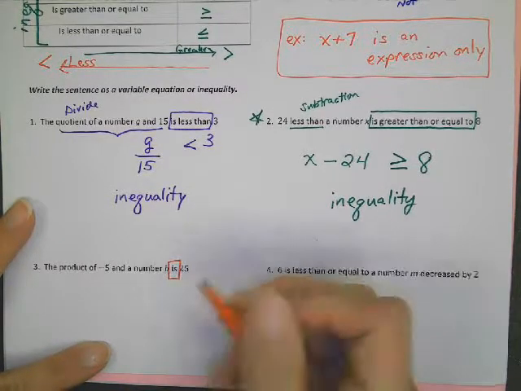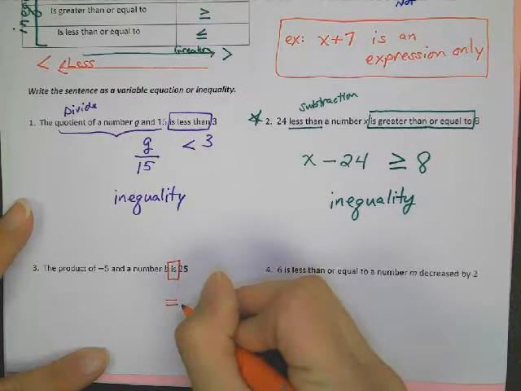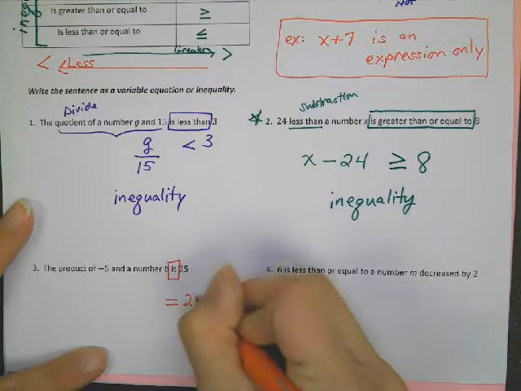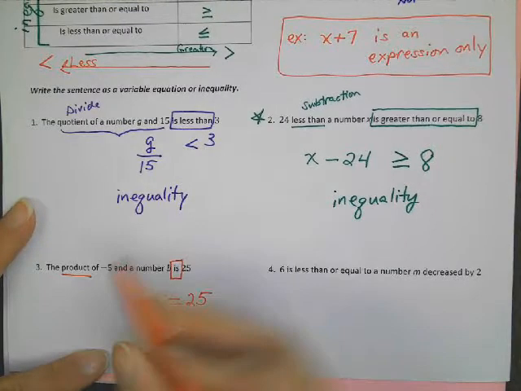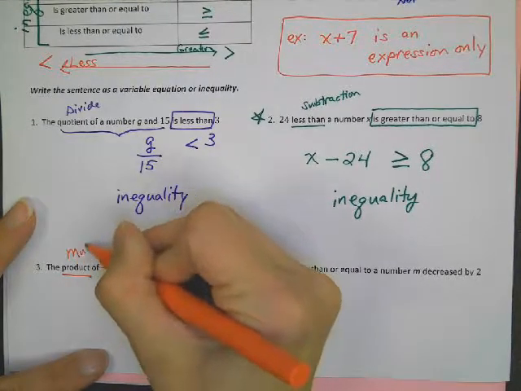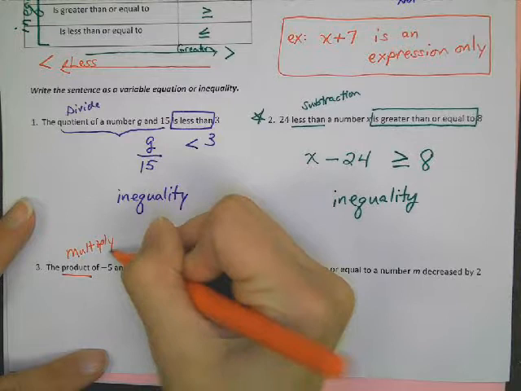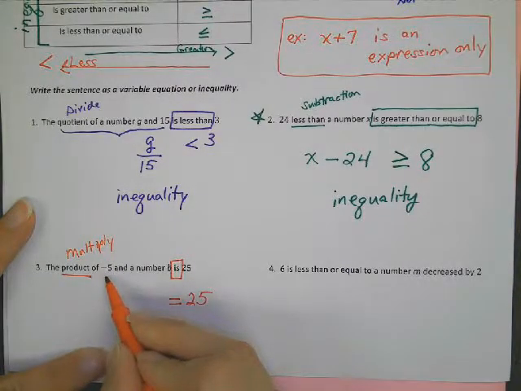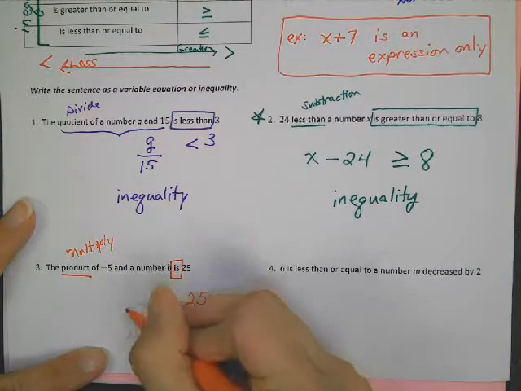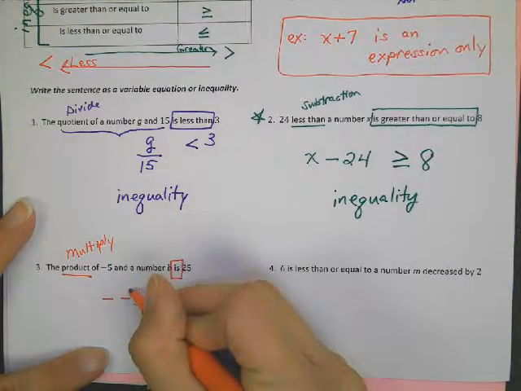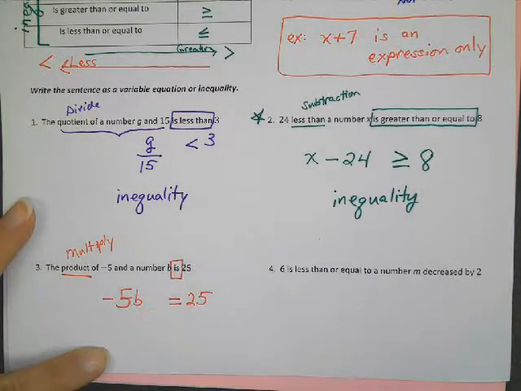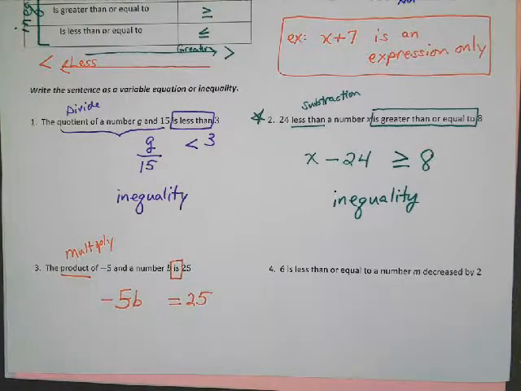Okay, now let's work on this side. Product means to multiply. So I have to multiply -5 and b. -5b. Is this an equation or an inequality? This one is an equation.